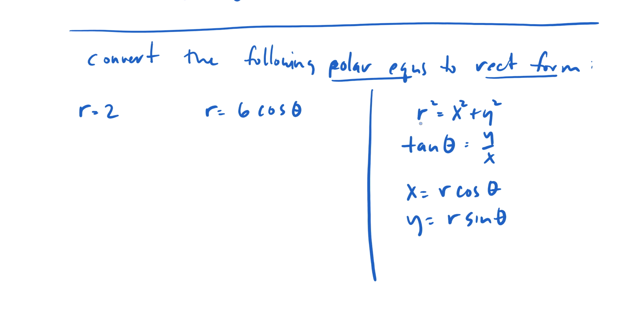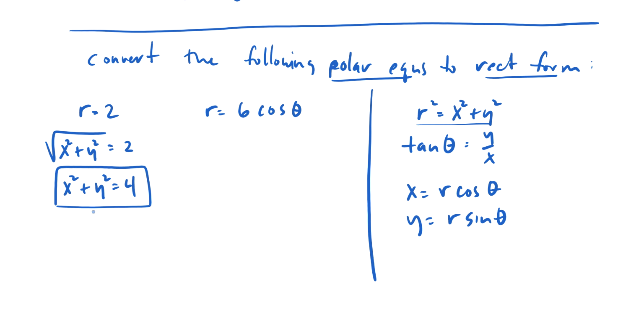So if r is equal to 2, I can use this guy and say, oh, well, that's the same thing as the square root of x squared plus y squared, because that's what r is equal to 2. So x squared plus y squared equals 4. There's the equation of a circle centered at 0 with radius 2, and that's the same as that. Okay? Alright. What about this guy? How can I rewrite that in rectangular form?